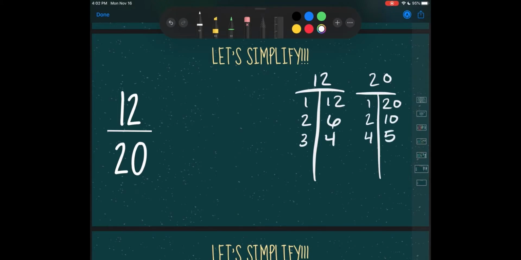20 is 1 times 20, 2 times 10, and 4 times 5. So I'm going to look for all their common factors. They've got 2, 4, and that's all they've got in common, right? So the greatest of those 2 is going to be 4, right? Because I could divide both these numbers by 2, but I would still have to end up dividing them again.